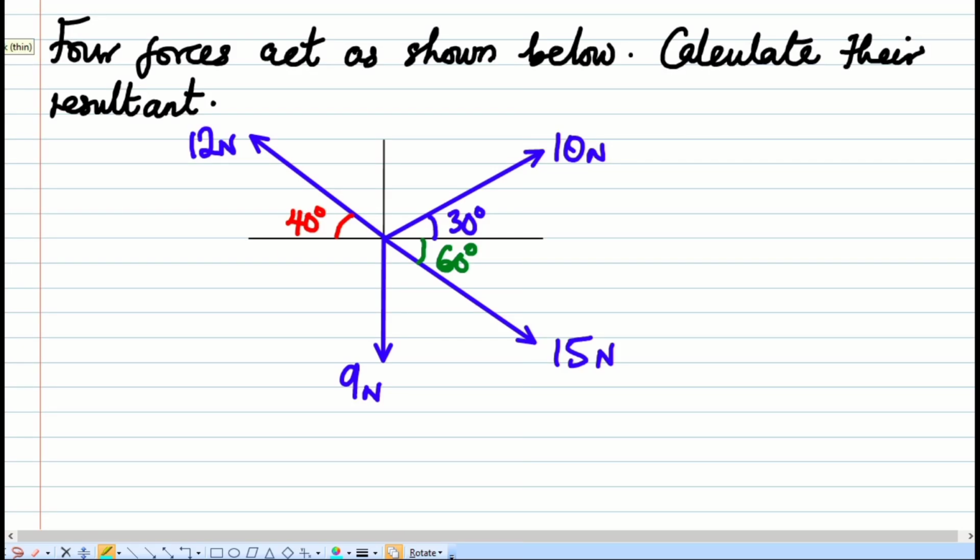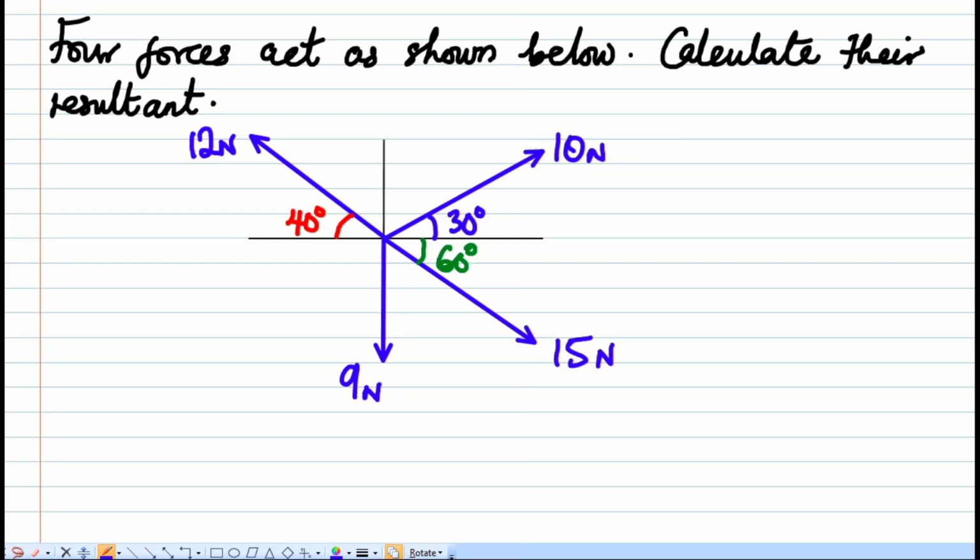Now we have a question. You have four forces. We have four forces that act as shown below. So you see the forces acting. We have to calculate their resultant. Now all these forces are acting in different directions, and we have to find the resultant.